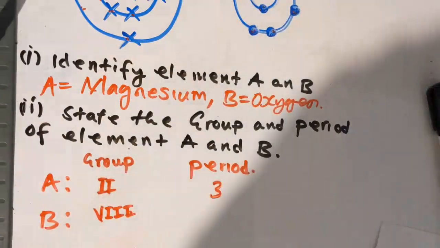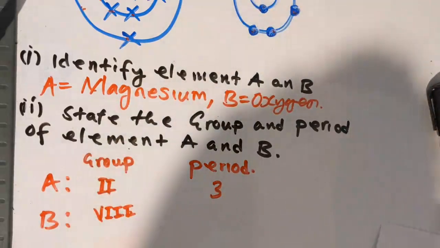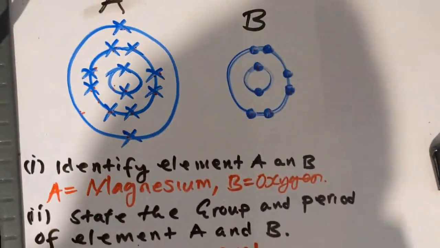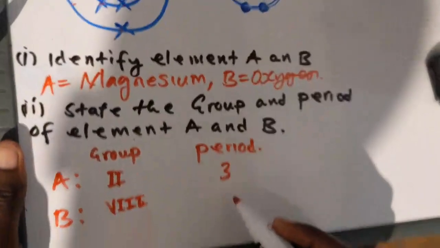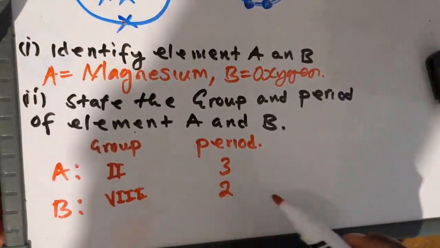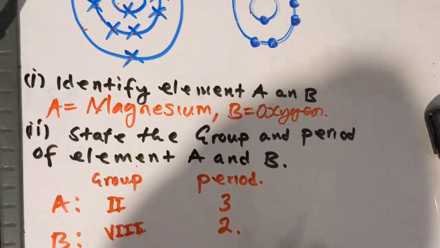Coming to the number of the period, you count the number of shells. The number of shells for B is just 1, 2. So you just put 2 like that. So that's how you can do it.